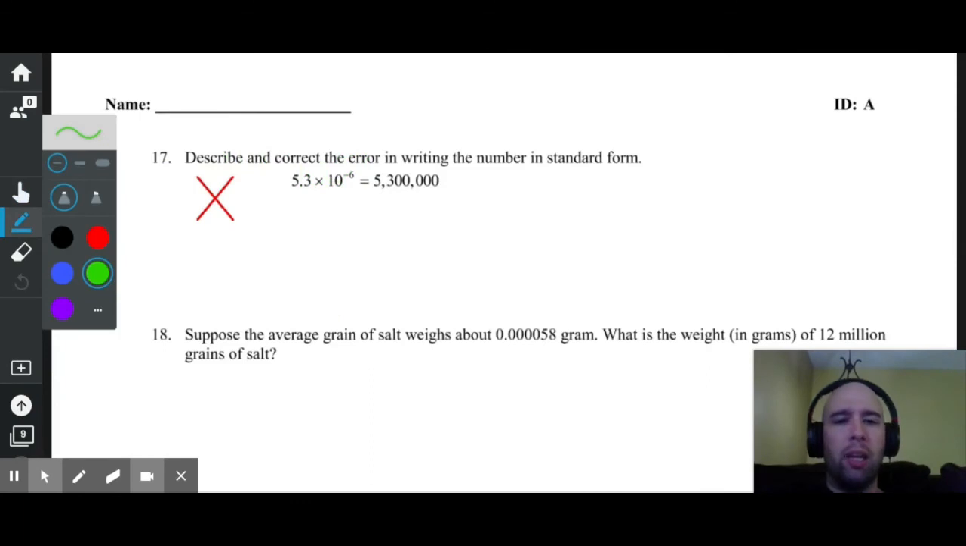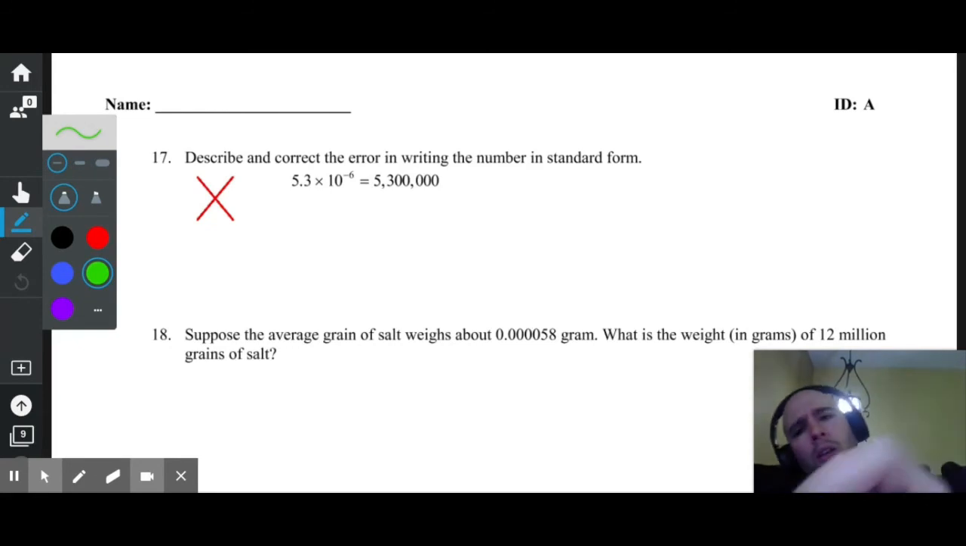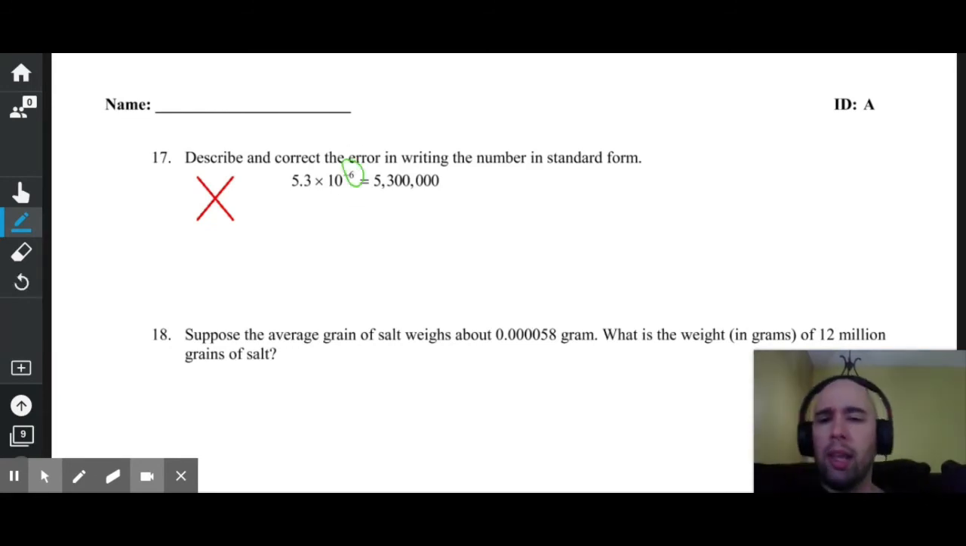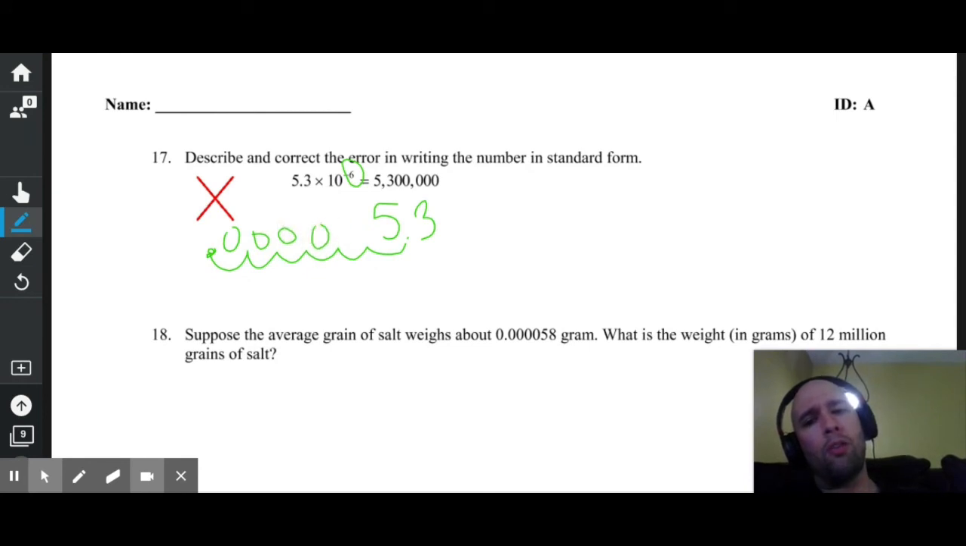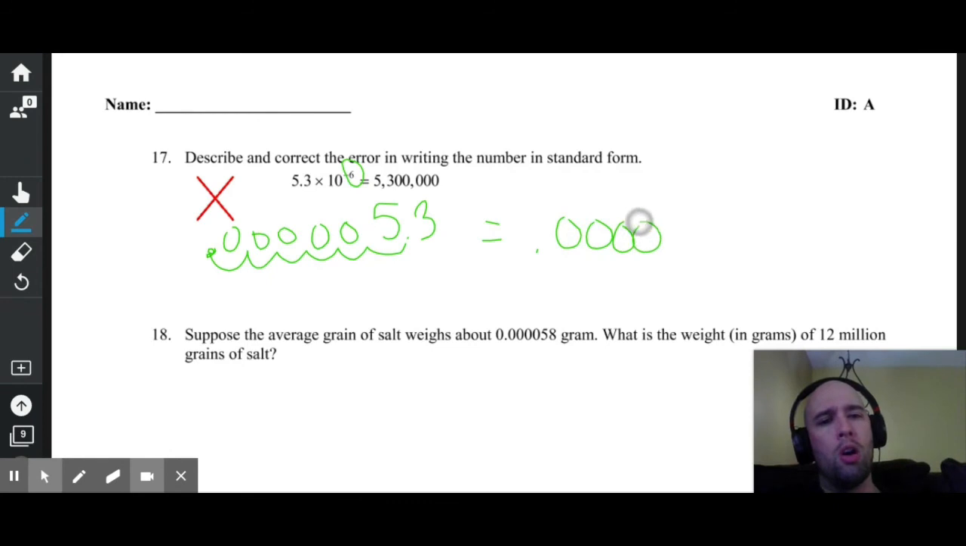All right, kiddos. Last page. Describe and correct the error in writing the number in standard form. I see it immediately. See the negative exponent? Negative exponent means my number is not supposed to get bigger, it's supposed to get smaller. So I should have gone this way. 1, 2, 3, 4, 5, 6. Put a dot. 1, 2, 3, 4, 5. And it should end up being 0.000053. They went the wrong way.